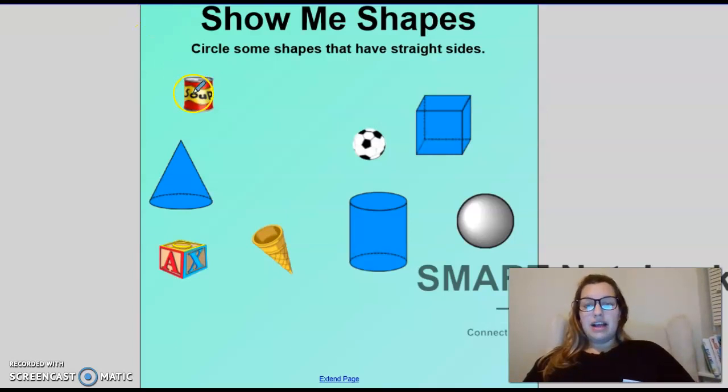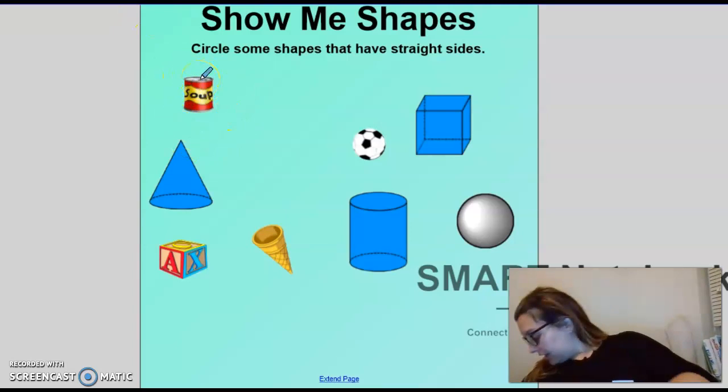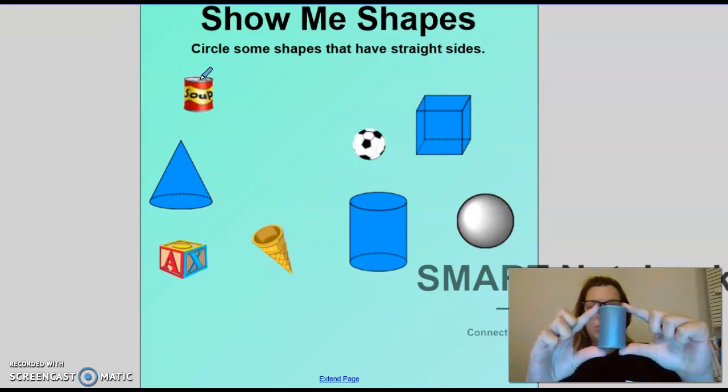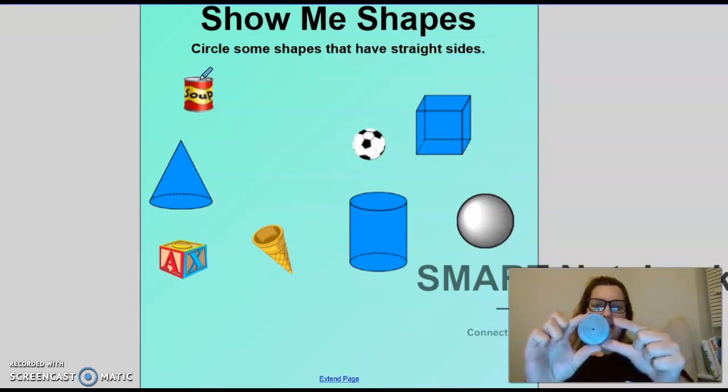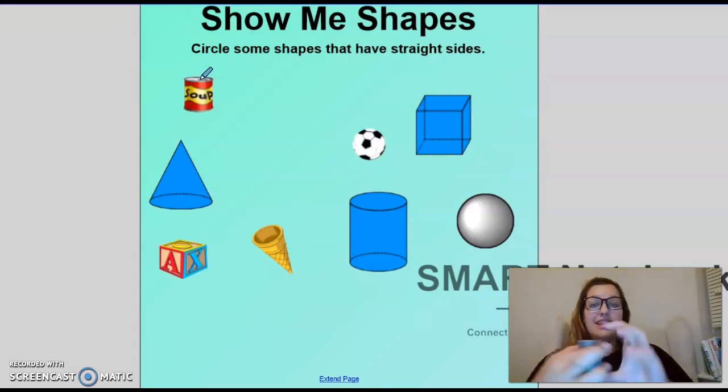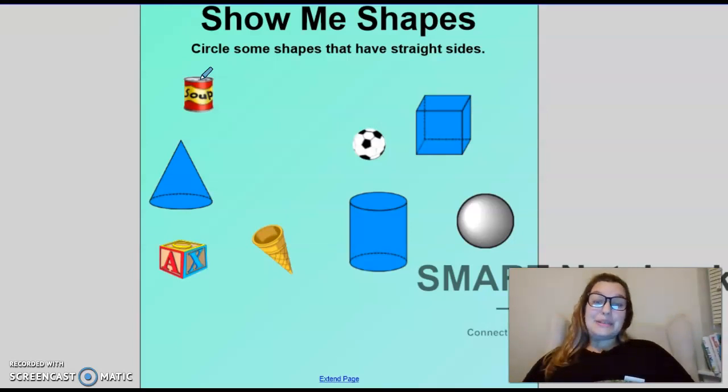So let's start right off with our cylinder. Now, look at, does it have straight lines? On the sides, it does have straight lines. That one's a little bit tricky, but see, there are straight lines. So we can go ahead and circle our soup can.